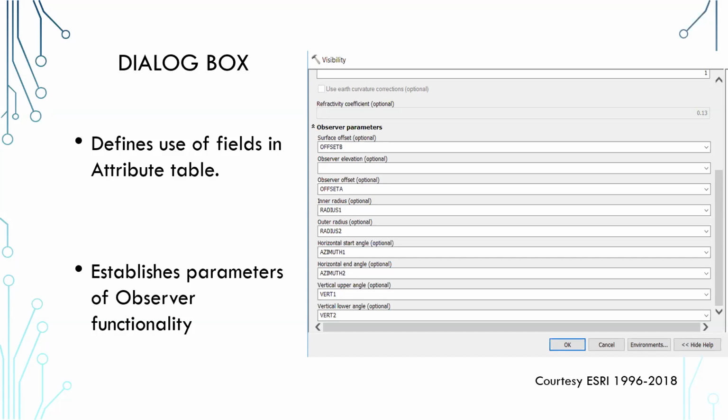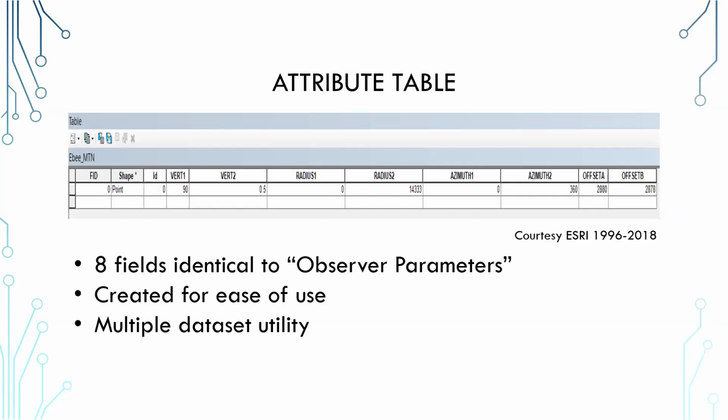And this defines the use of fields in the attribute table and establishes the parameters of observer functionality. The attribute table. So 8 fields are identical to the observer parameters. The attribute table of the point feature was edited to include an additional 8 fields. So they're identical to the observer parameters of the Spatial Analyst Visibility Analysis Tool dialog box in the previous slide.